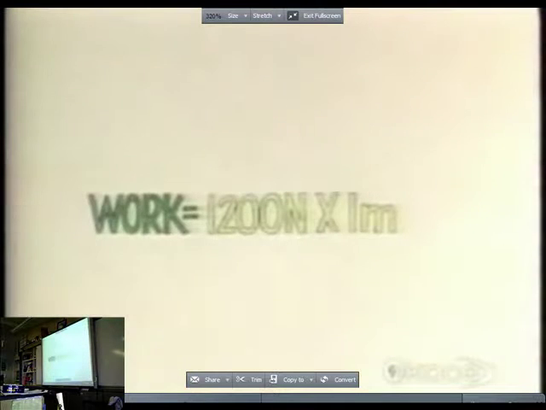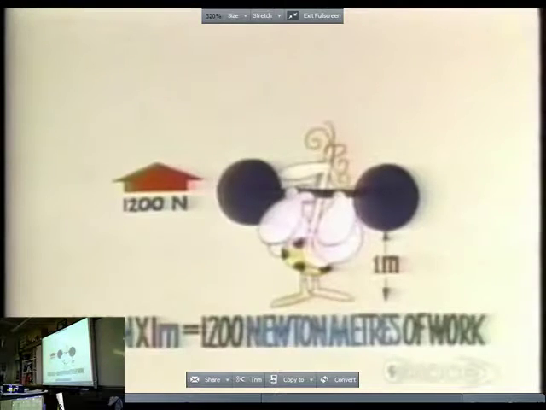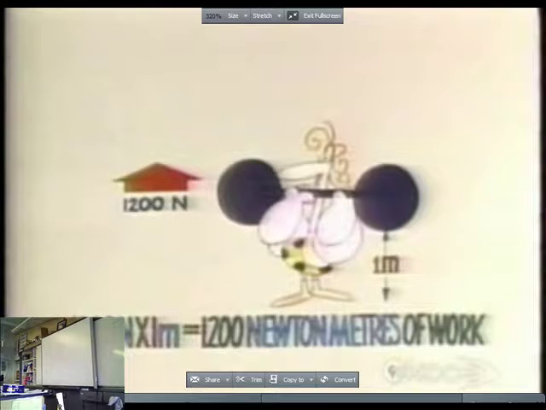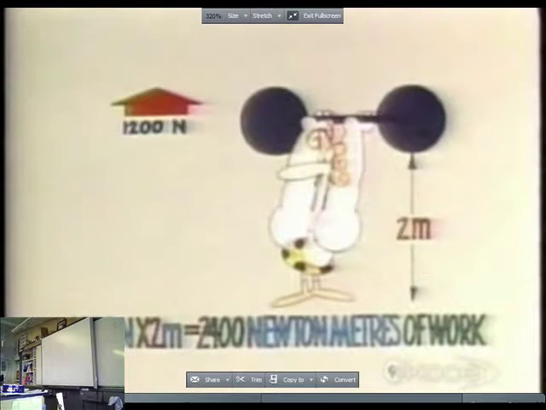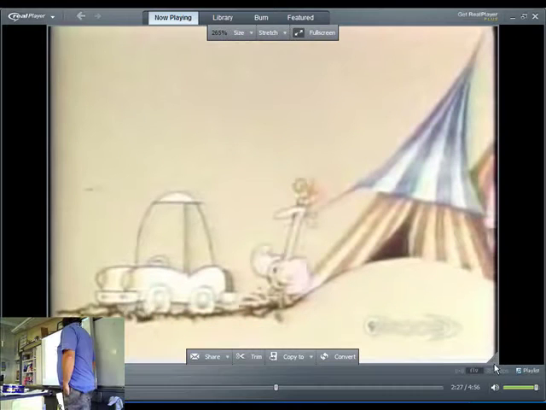In fact, this is how you measure work in physics. Work equals force times distance. Here you're doing 1,200 newton meters of work. And here you're doing 2,400 newton meters of work. That's simple enough.